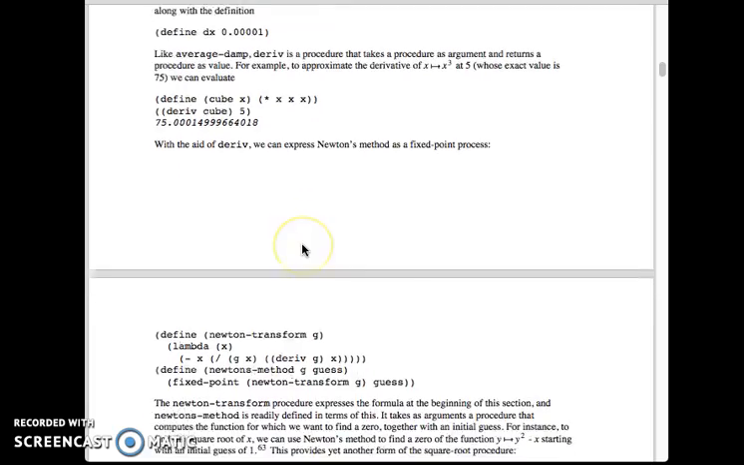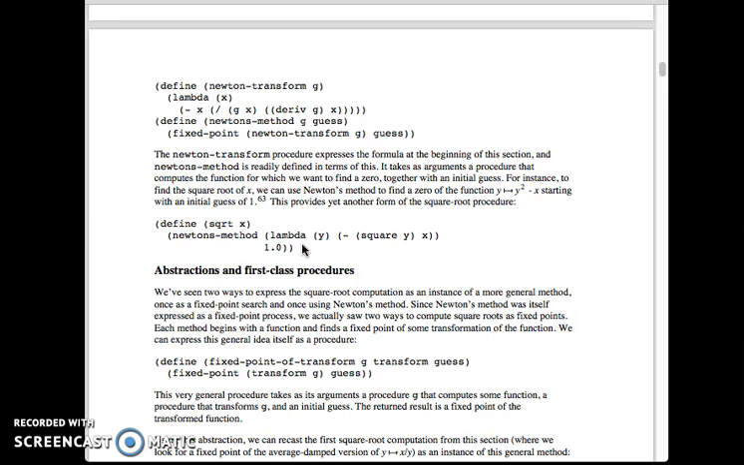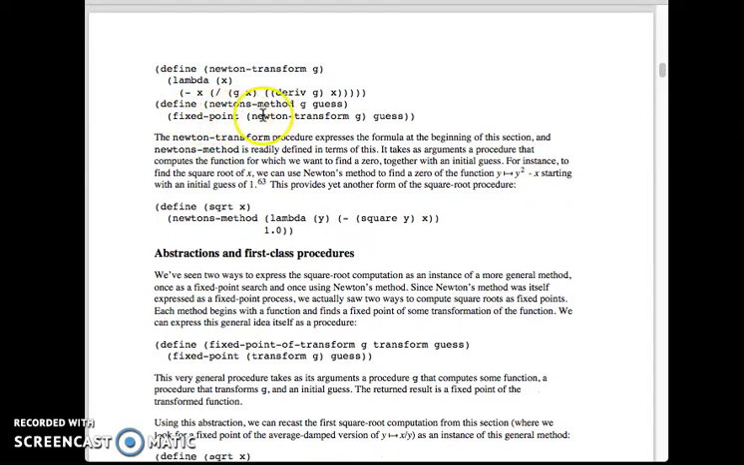With the aid of deriv, we can express Newton's method as a fixed point process. Define Newton transform that takes input g. The procedure takes x as input and does x minus g of x divided by the derivative of g at x. Define Newton's method of g and guess as the fixed point of Newton transform of g, and guess.